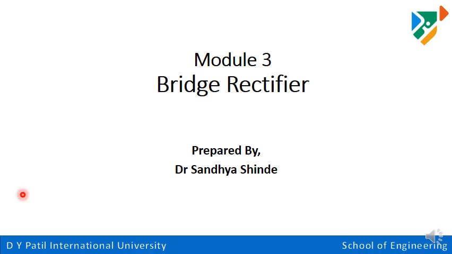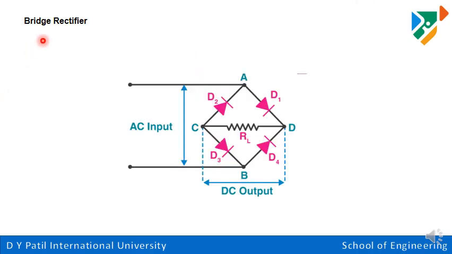Friends, our today's topic is bridge rectifier. Now in the previous module we covered the half wave rectifier, where we used one diode, then the full wave rectifier, where we use two diodes. Now here it is a bridge rectifier. So in a bridge rectifier we are using four diodes.